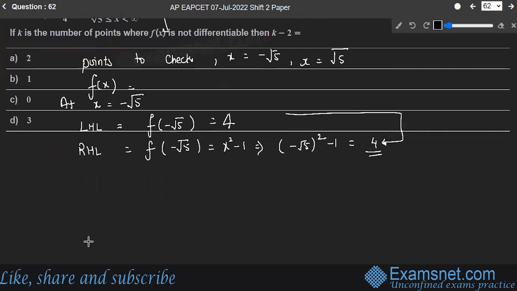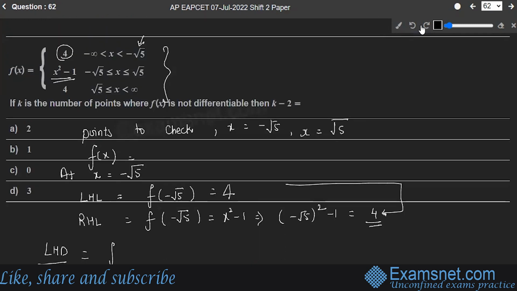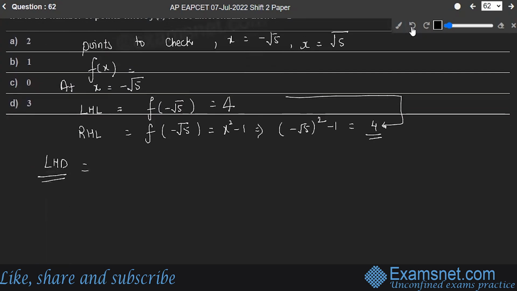Now, let's go for finding the derivative. Let's go for the left-hand derivative. Left-hand derivative is something like you have to find the derivative of 4. Derivative of a constant is 0.